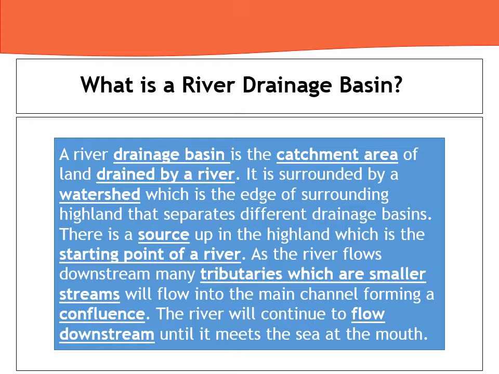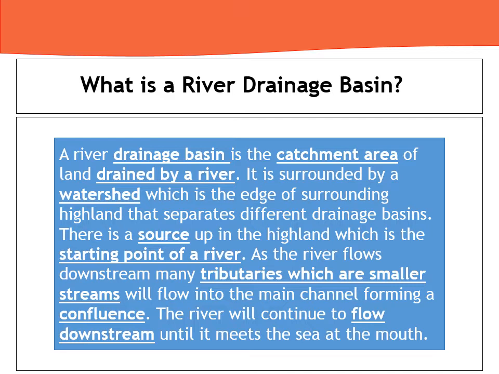There is a source up in the highland, which is a starting point of a river. So a source where a river starts, it's always up high. It's always in a mountain, in a hill. It's always on higher land, because a river always flows from high to low. As the river flows downstream, many tributaries, which are smaller streams, will flow into the main channel, forming a confluence. Okay, so tributaries, the smaller streams, as they start to join that larger river, the point where they meet is called a confluence. The river will flow downstream until it meets the sea at the mouth.